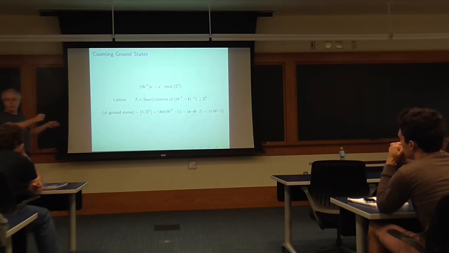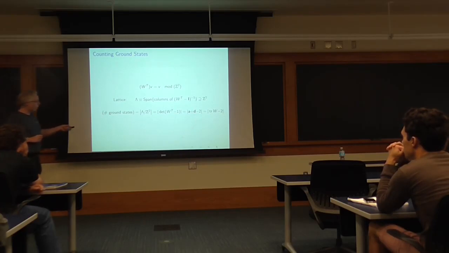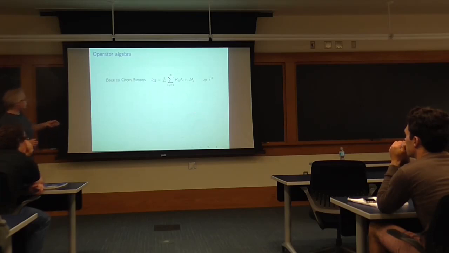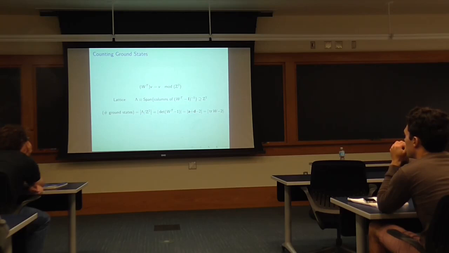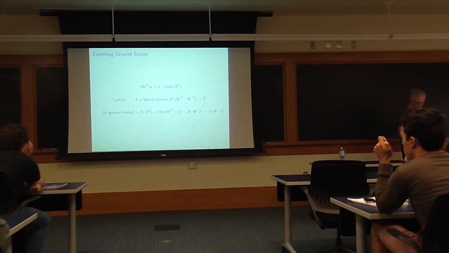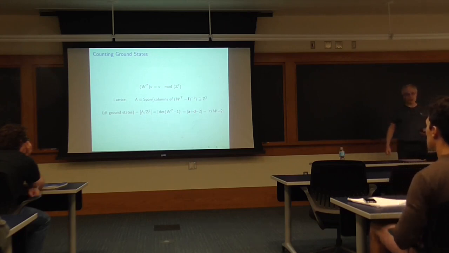This lattice is exactly the points where the string can sit, and the number of ground states is the index of Z2 in that lattice. That is the number of elements of lambda mod Z2, which after a quick calculation is just the determinant of W transpose minus 1, which is A plus D minus 2, which is also trace W minus 2, because these are isotropy matrices. That brings us back to the tridiagonal identity, and concludes the right-hand side derivation of the tridiagonal identity. So this is exactly what we wanted to prove: the number of ground states on the right-hand side. So that part checks.